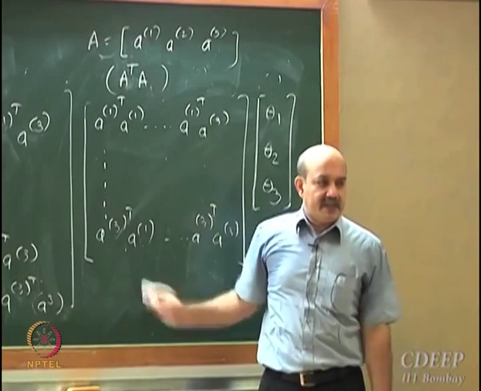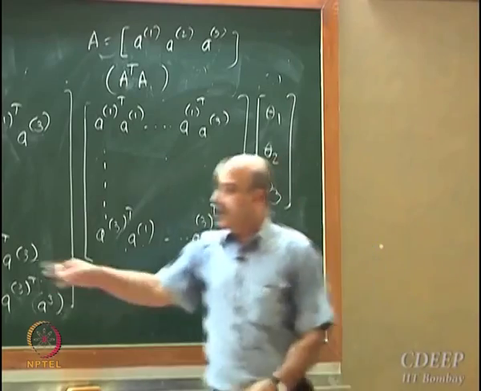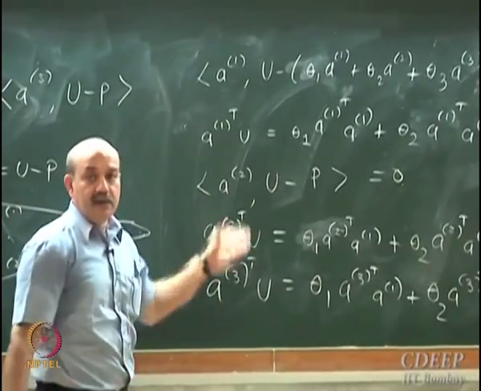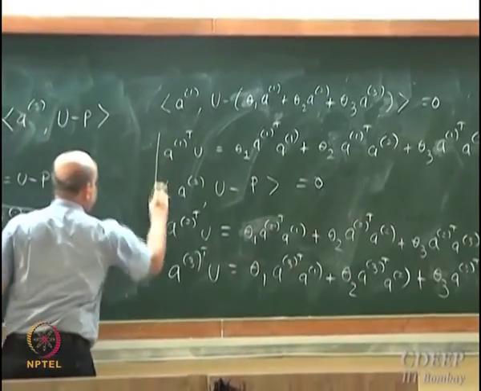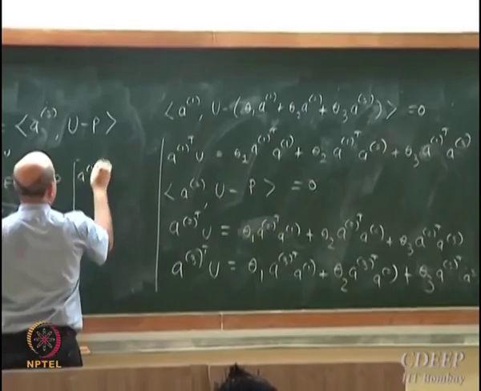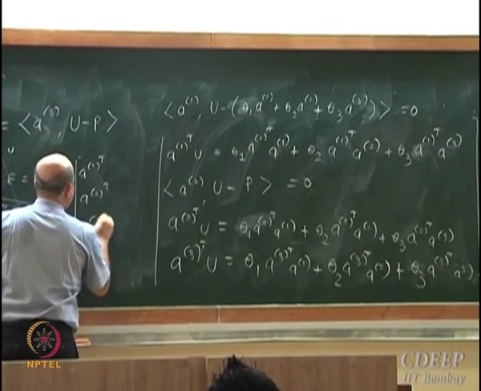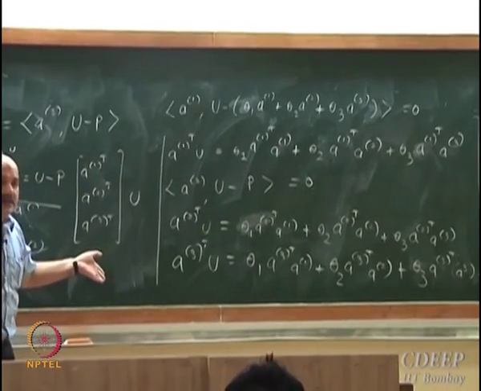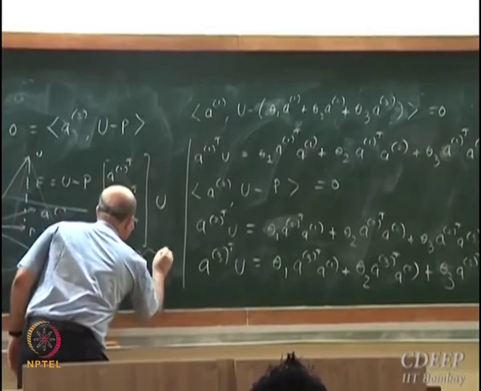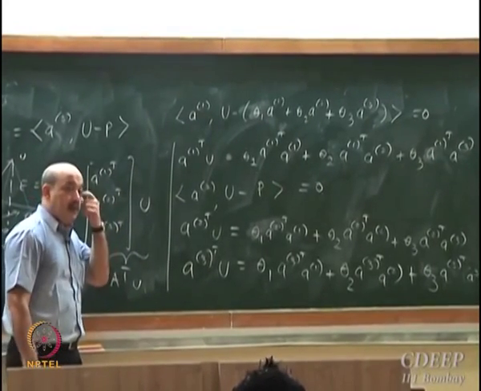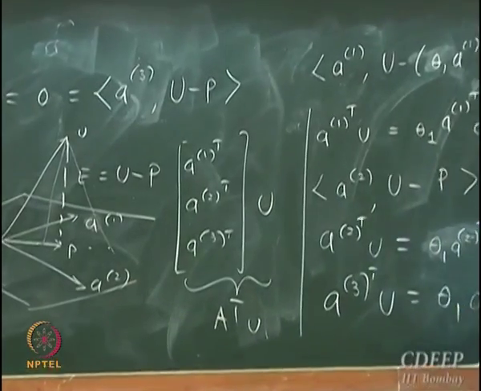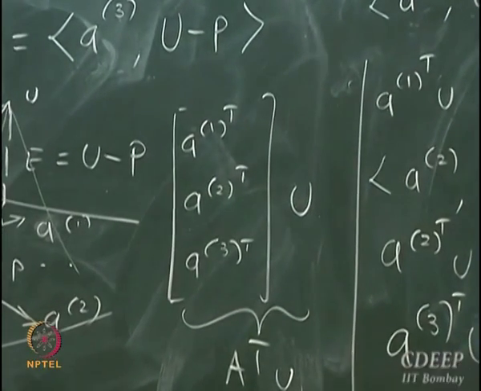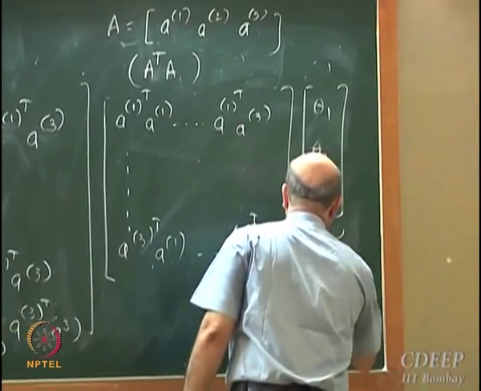Okay, algebraically we arrived at this condition: A transpose A theta is equal to A transpose U. Now just look at this left hand side. What is left hand side? The LHS I can write as A1 transpose A2 transpose A3 transpose U. What is this? A transpose U, right? Okay, that is the result which we got purely by doing algebra or necessary condition of optimality. So A transpose U is equal to A transpose A times theta, least square solution, right? So this is my theta.